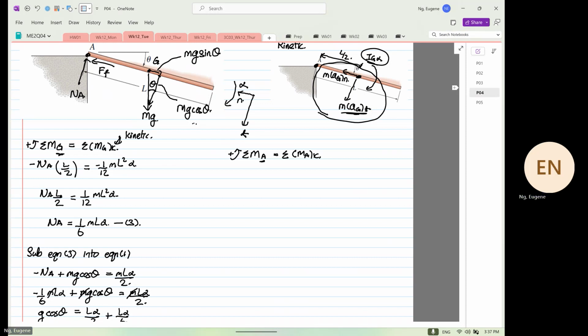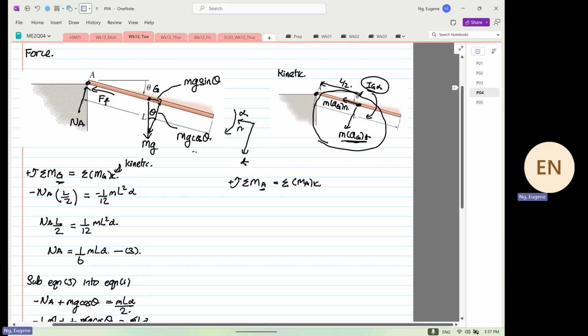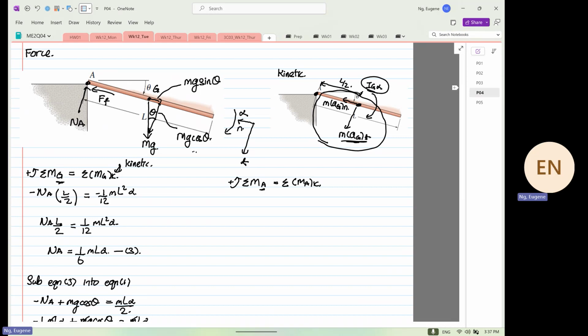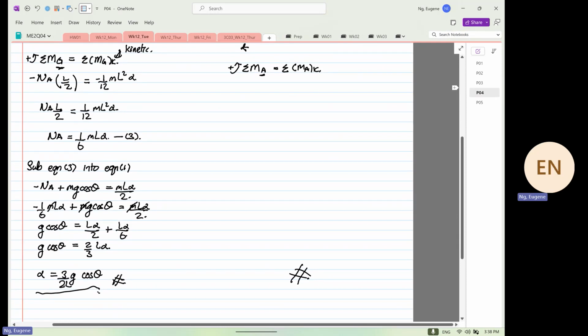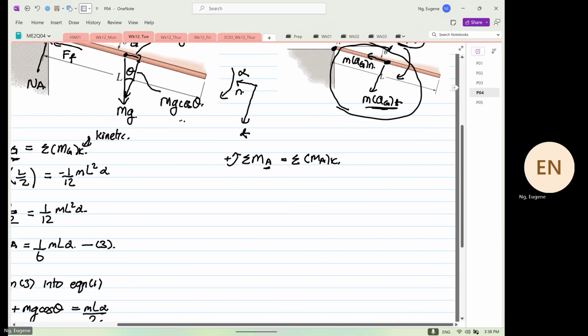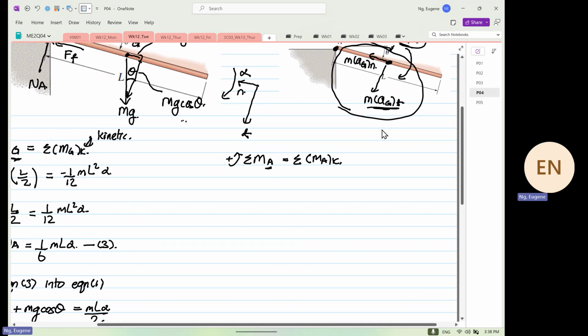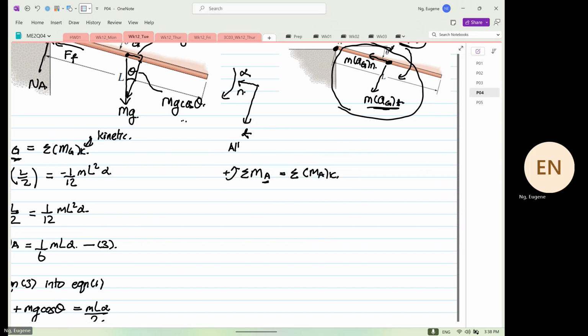Are we clear? Right. So now, I want you to have the confidence if we take the moment at point A. Like I said, whether you take the moment at point G or at point A, the answer will be the same. Alpha will be equal to 3g cos theta over 2L. Okay, so we're going to start from here. This is the alternate method.